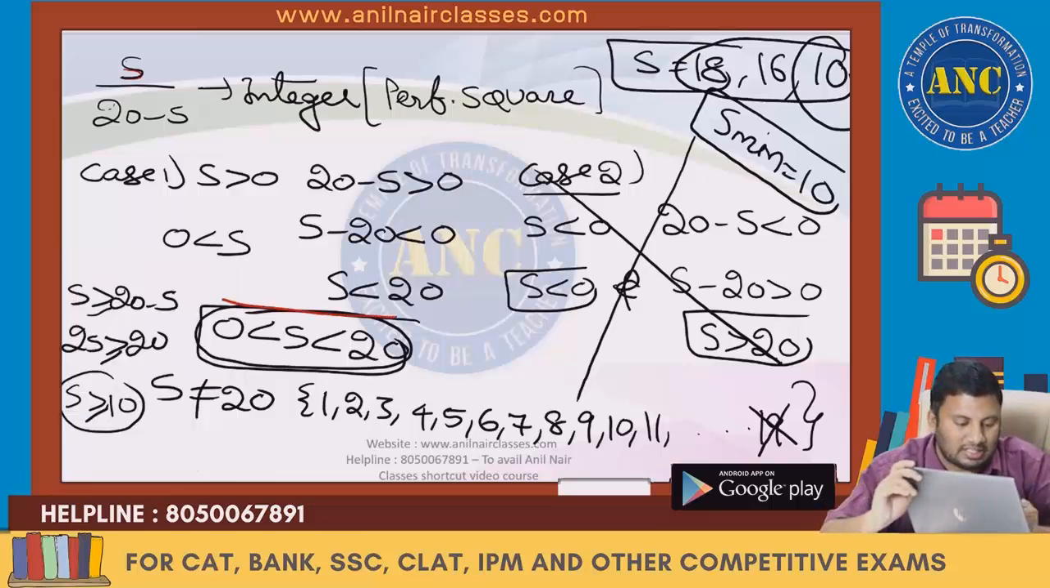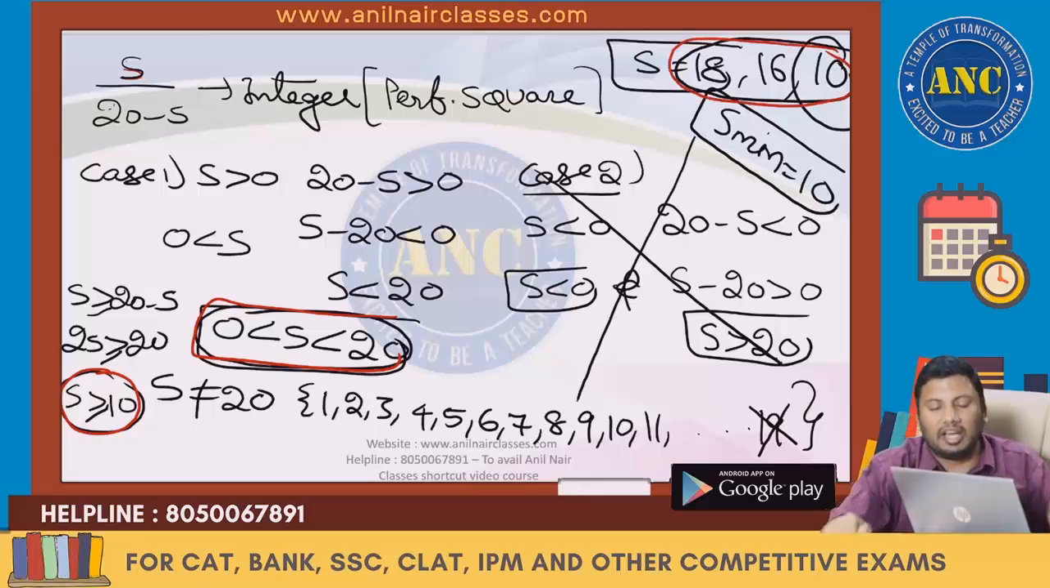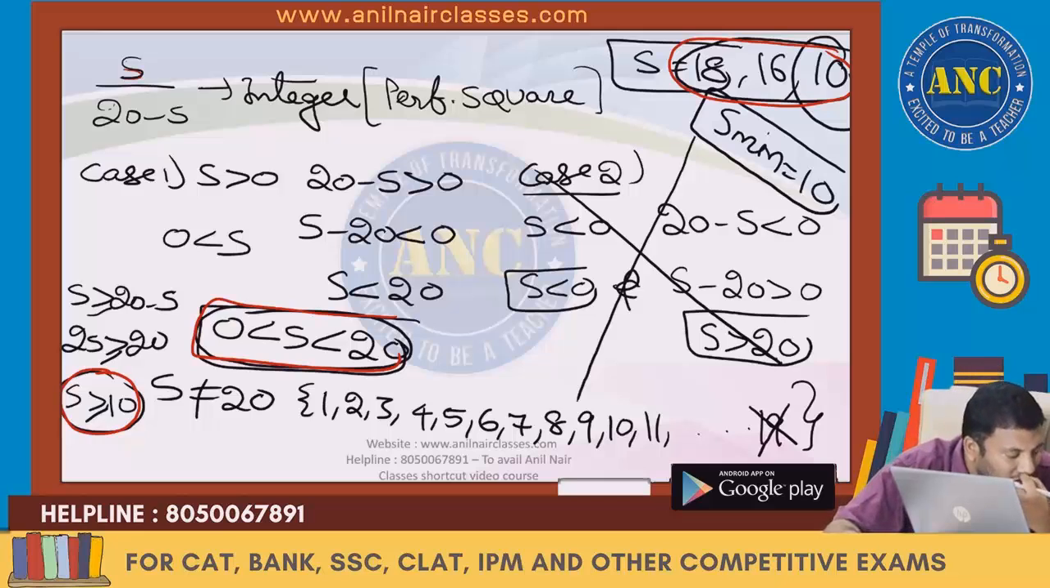So 0 less than s less than 20 and s is greater than or equivalent to 10. There are 3 cases possible: 10, 16 and 18. So the lowest value of s is 10. Ruchi, yes, it will be useful for your GATE preparation also.